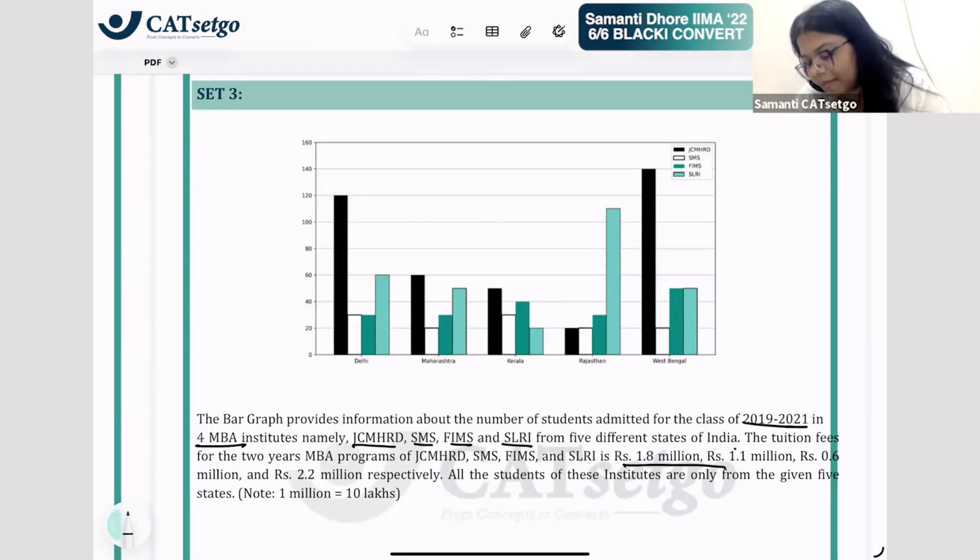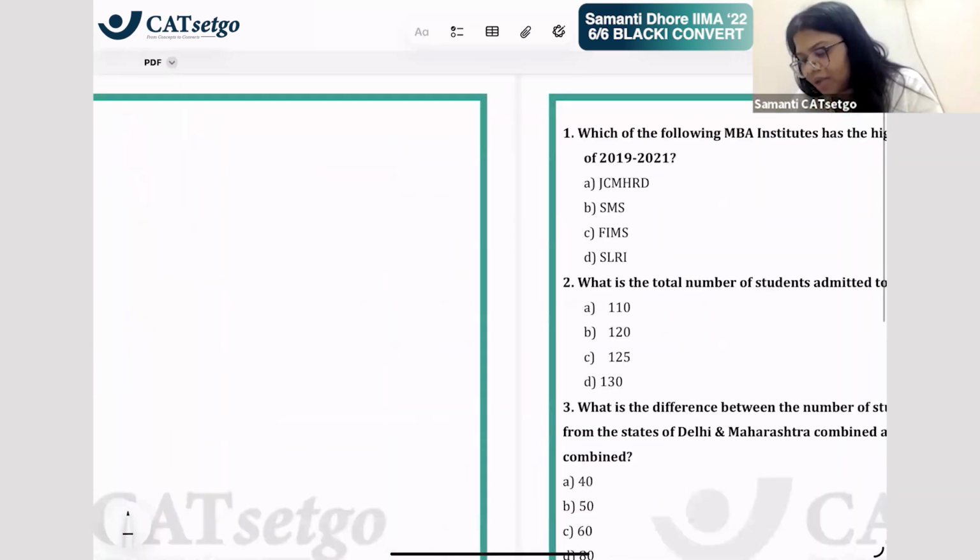Total उन्होंने tuition fee तुम्हें दी है. क्या tuition fee दी है तुमको? ये हमें पता होना चाहिए. Let us note it down. This is 1.8 million. That is 18 lakh. This is 11 lakh. है ना? SMS is 11 lakh. Then FIMS is 6 lakh and SLRI is 22 lakh. All the students of these institutes are only from the given 5 states. Now the states are given to you, right? अब उसके हिसाब से we have to answer the questions.